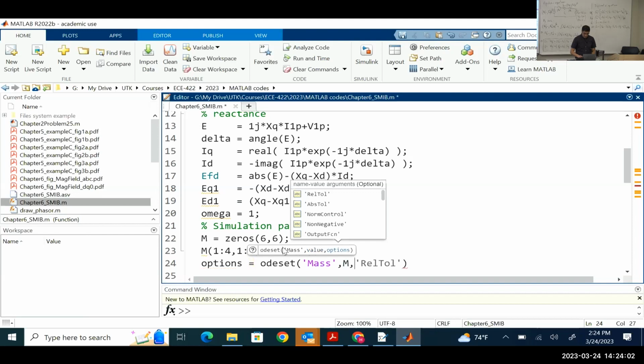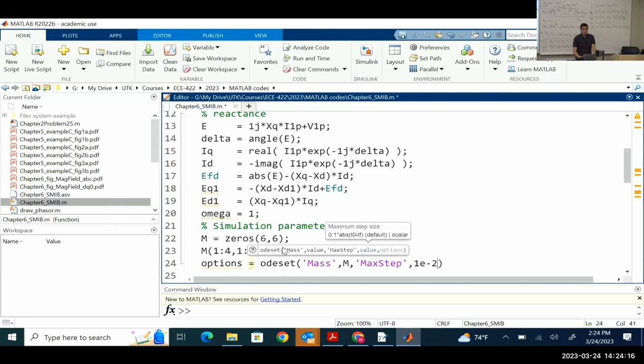Another parameter that I like to apply here that will affect the accuracy is the maximum time step we will pick. It can be 10 milliseconds.